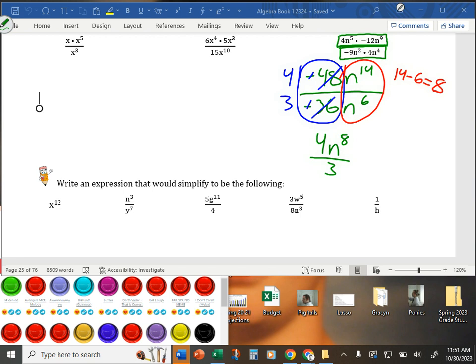Well, maybe to get your brains going a little bit, how about x to the 15th over x cubed? If we started with that expression, would we get x to the 12th as an answer? Yeah, we would, right? Because 15 minus 3 gives us 12. What's another option? What's another expression that you could have started with to get x to the 12th as an answer?